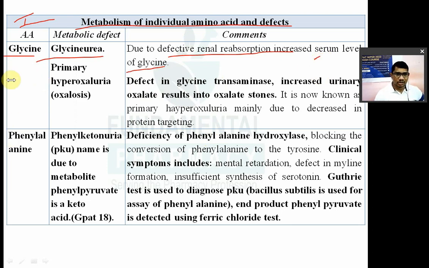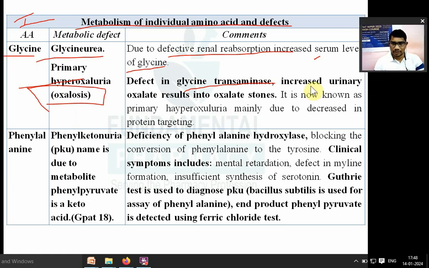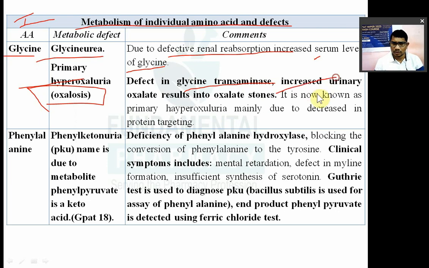Primary hyperoxaluria, also called oxalosis. There is a defect in the glycine transaminase. The enzyme that metabolizes glycine is glycine transaminase. If its defect occurs, there is an increased glycine level in the body and increased urinary oxalate. Oxalic acid will be high in the urine, and because of that it also results in oxalate stones, kidney stones of oxalic acid. It is known as primary hyperoxaluria.